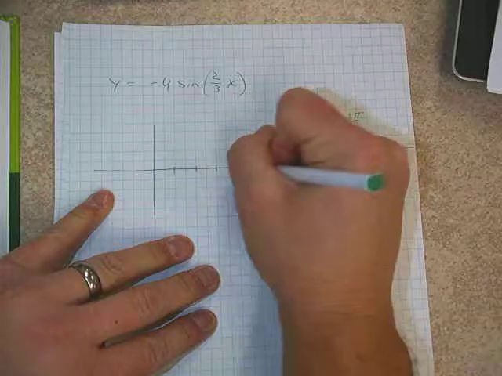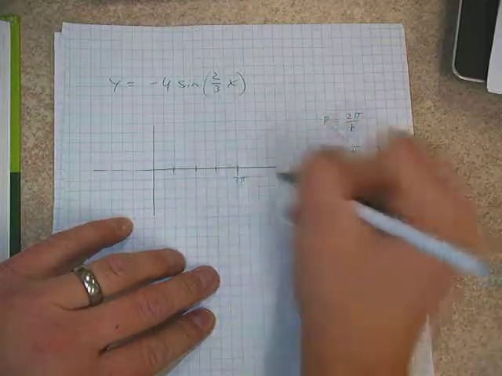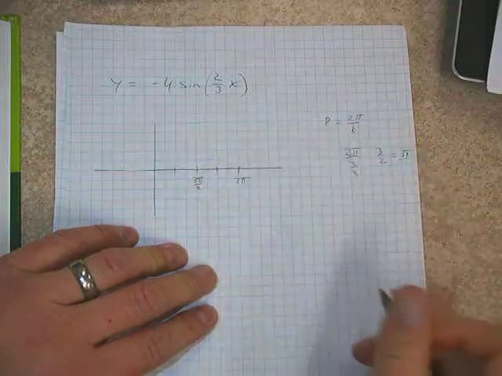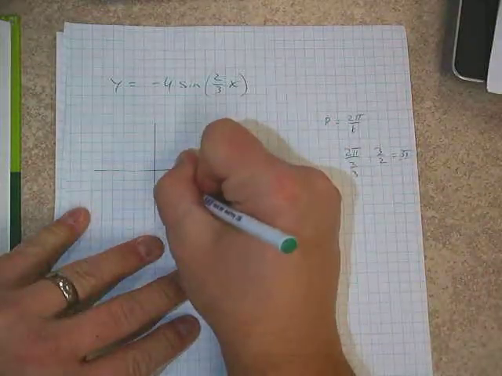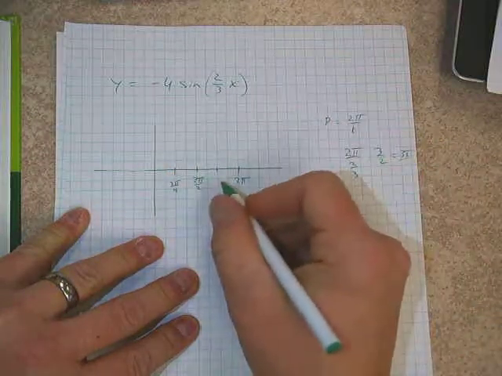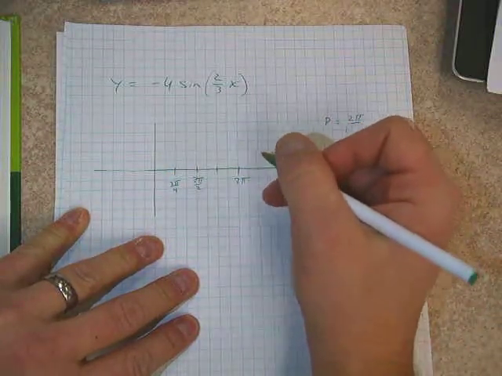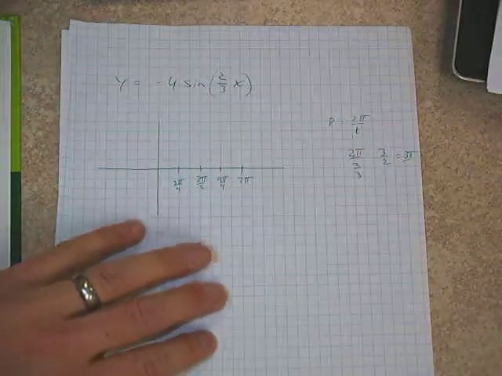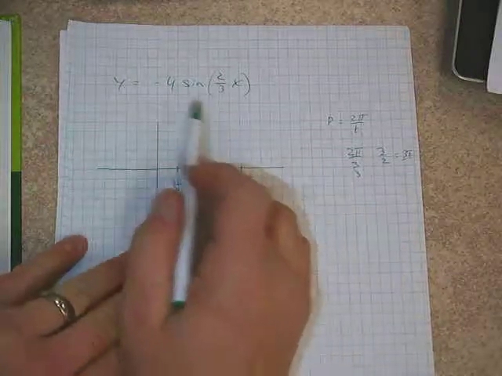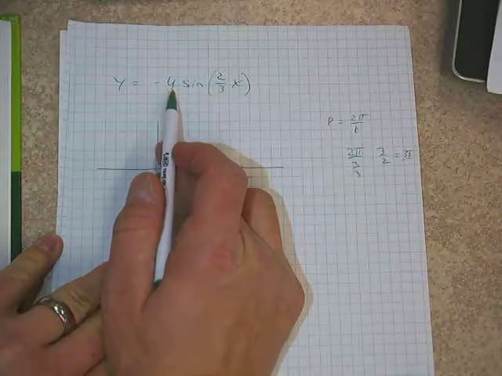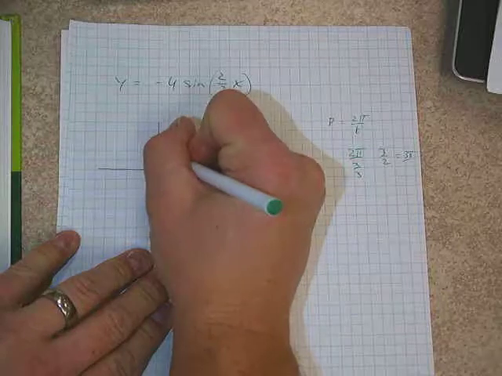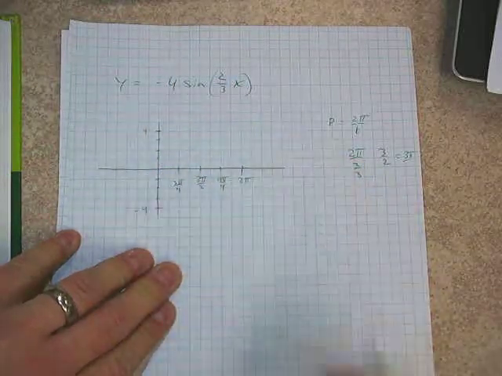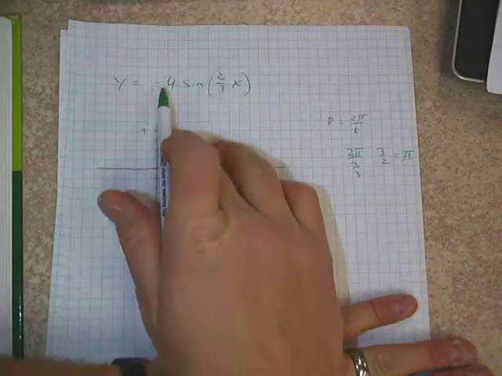So I'm going to go 1, 2, 3, 4 tick marks. Put my period there. Half of 3 pi is going to be 3 pi over 2. A quarter of 3 pi is going to be 3 pi over 4. And then 3/4 of 3 pi is going to be 9 pi over 4. So I'll set up my x tick marks. I'm going to recognize that I don't have a vertical shift, but I do have an amplitude change here of 4. It's going to be 1, 2, 3, 4. 1, 2, 3, 4. I'm going to set that up here.